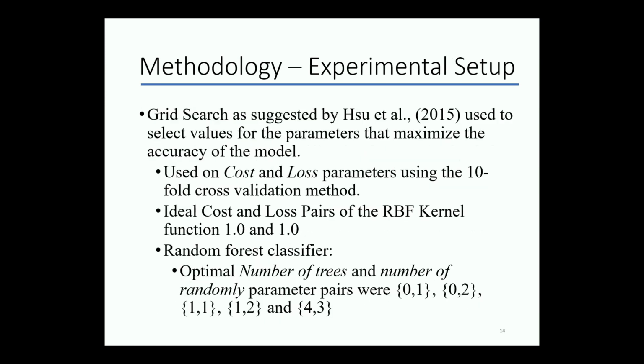So for this, we use grid search for selecting the values for the parameters that maximize the accuracy of the model. So the procedure of grid search was indicated by Sue et al. in 2015. So we borrowed that one on cost and loss parameters, and also applied the tenfold cross-validation method. So the training set and the test data are used to find a pair of optimal parameters, which are cost and loss parameters of the RBF kernel function. The pairs of the parameters are tested in intervals, step by step as part of the grid search. And then we choose the pair where the error of cross-validation is minimal and with a high accuracy cross-validation. So the ideal cost and loss pairs were found to be 1.0 and 1.0 for both cost and loss.